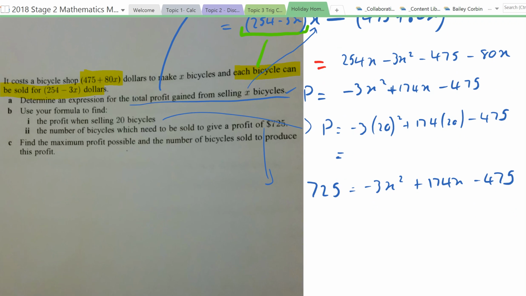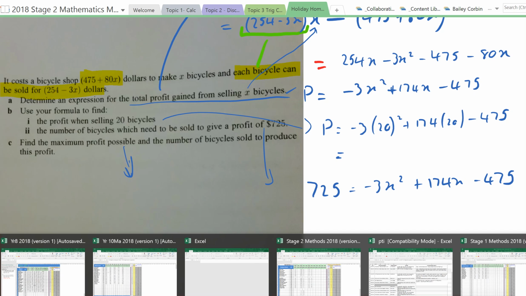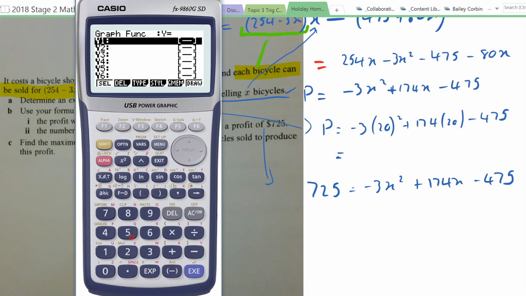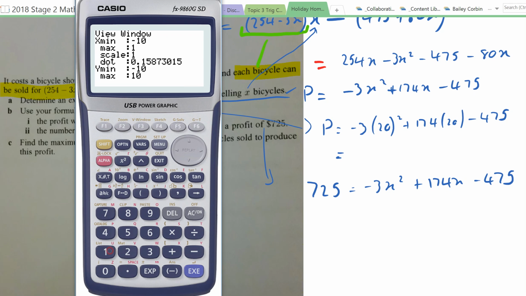Now, find the maximum number. Here I would use your calculator. Let me bring up the calculator. Memory 5, minus 3x squared plus 174x minus 475, equals. Our view window is going to be miles out. We'll want to go to at least 100 bikes, and the profit might have to go to at least, say, 2,000. That's just a guess. Not bad. Shift view window, let's go beyond 2,000, to 2,500.